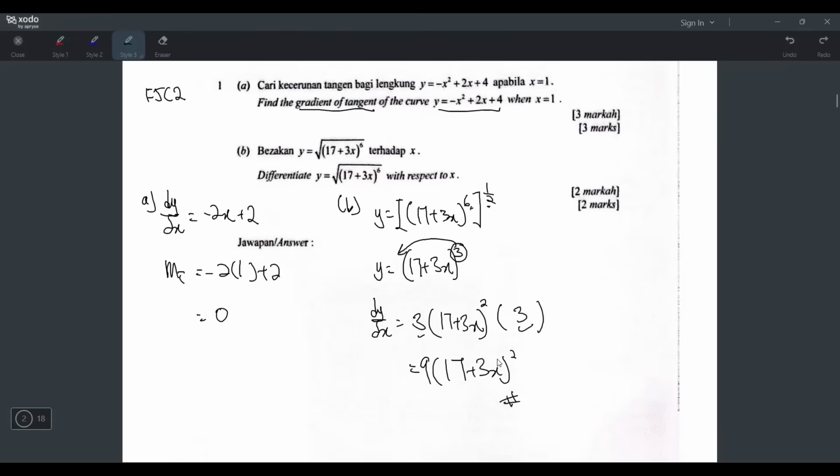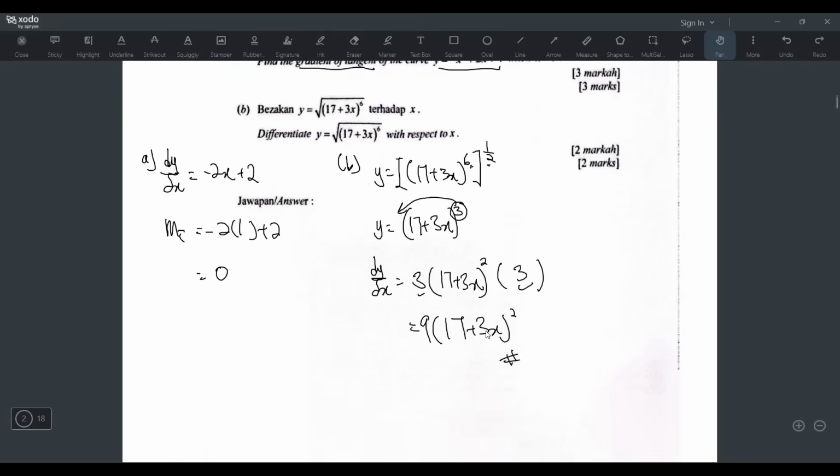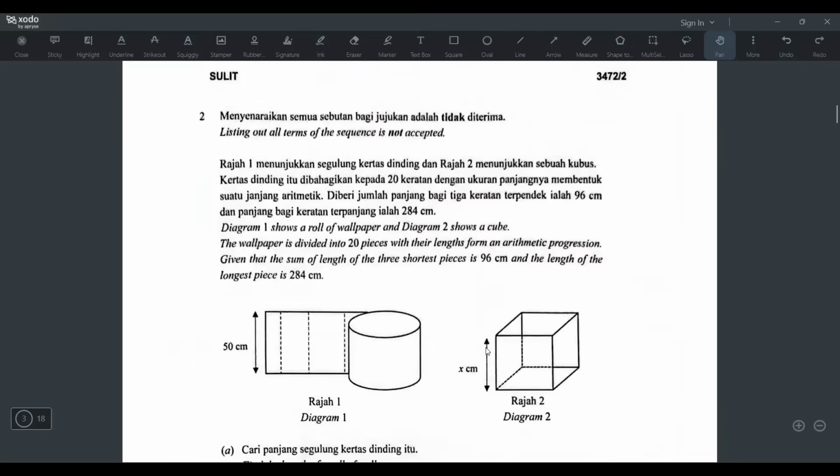You shouldn't expand this. Yeah, you shouldn't do that. Because when you differentiate, you want your answer to be factorized completely. So, don't expand it, just leave it like that, right? So that's the answer. All right, that's all for my question 1.